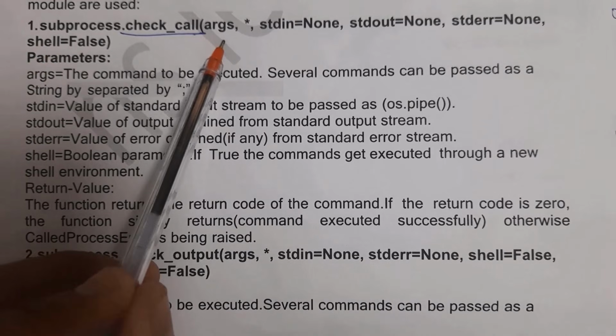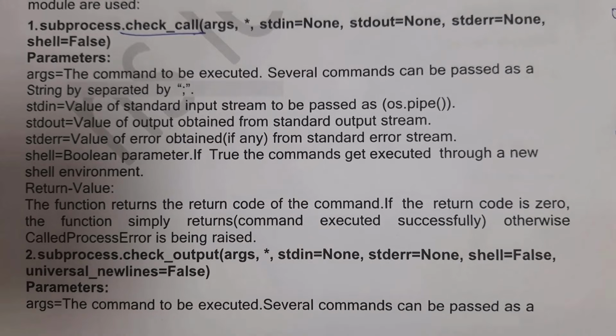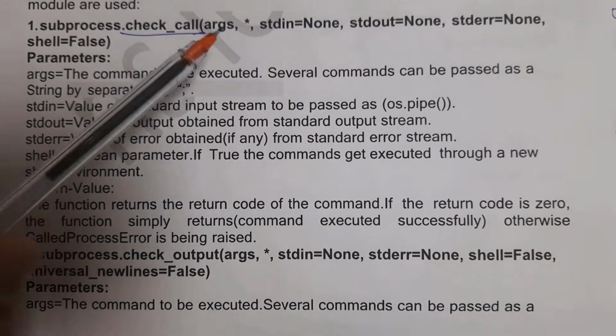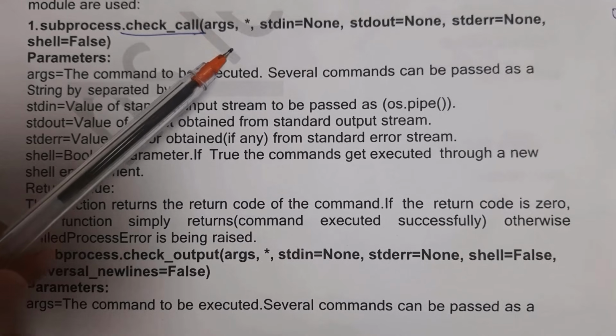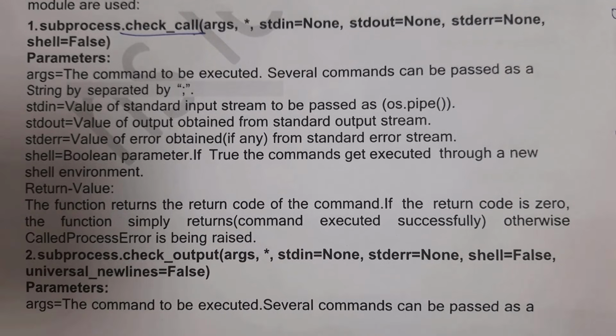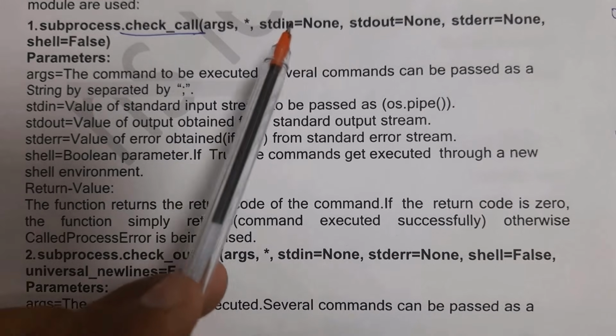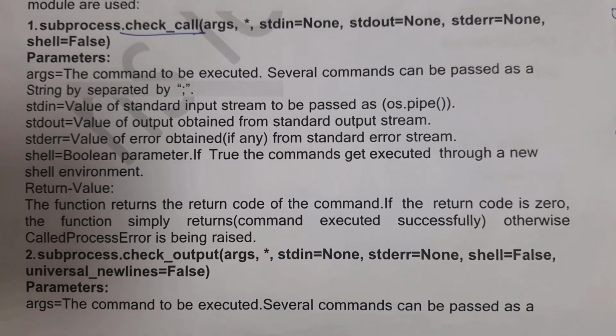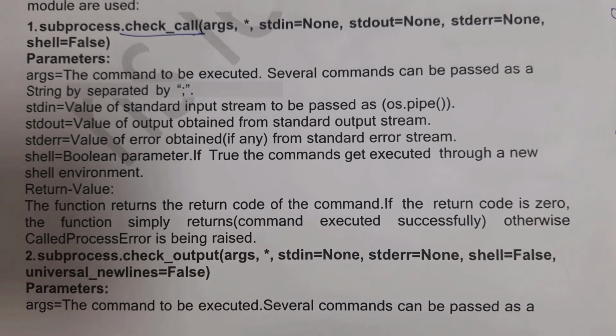So the first parameter is arguments. Whatever commands we want to execute, we call them arguments. And we can execute several commands, and we need to separate each command with a semicolon. The next one is standard input. We can pass standard input values by using the os.pipe method. The next one is standard output. We can get output values by using the standard output stream. And the next one is standard error. You can obtain error values by using the standard error stream.